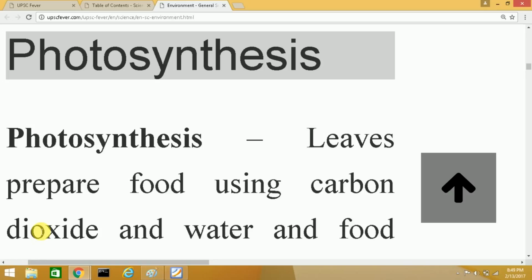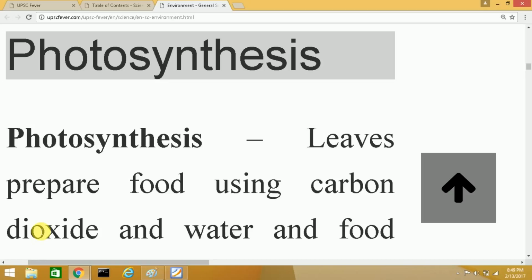However, these steps of photosynthesis, for example, absorption of carbon dioxide and converting it into starch and then releasing the oxygen, all these steps need not occur together. They can occur in a staggered manner also.